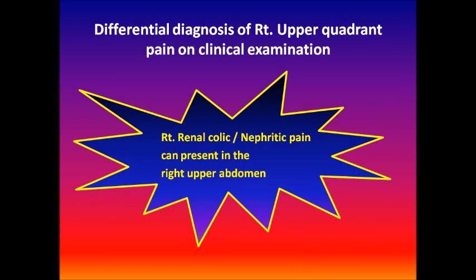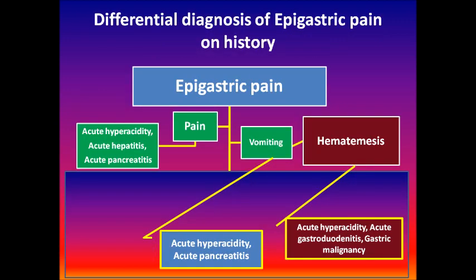It should be remembered that during the differential diagnosis in the right upper quadrant pain on clinical examination, you should remember the right renal colic or the nephritic pain can present in the right upper abdomen. Now we move on to the epigastrium.